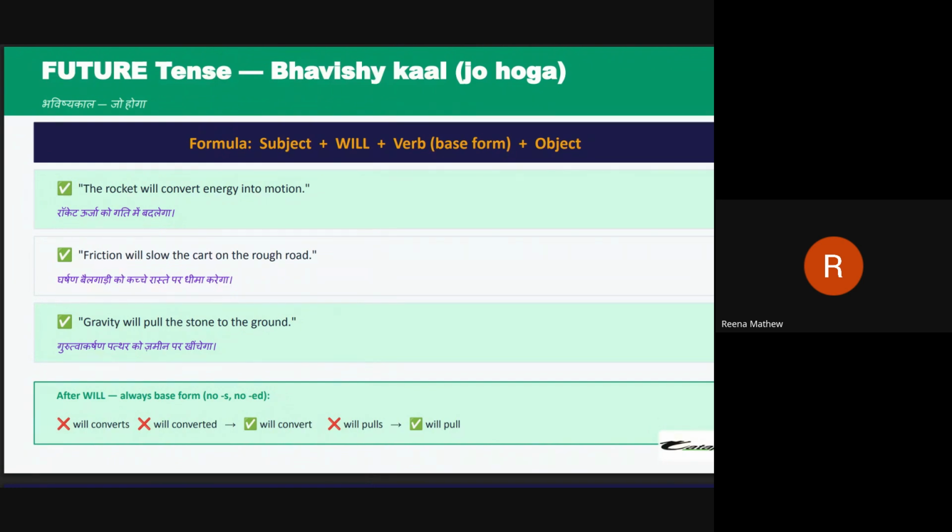Can you make me a sentence in future tense? Make sentences in future tense. He will be talking to me. Okay, that is present continuous. Okay. Example, I will play tomorrow. Okay, great. Okay, we can move to the next slide.